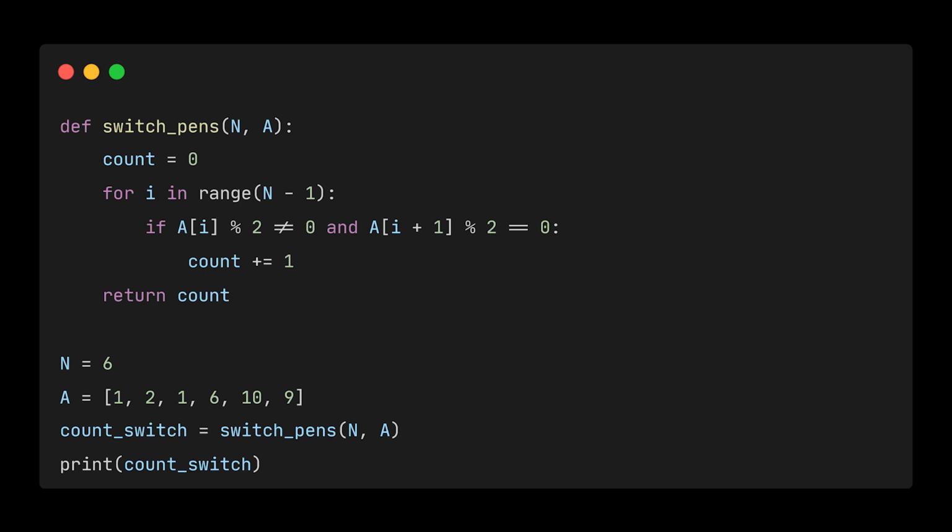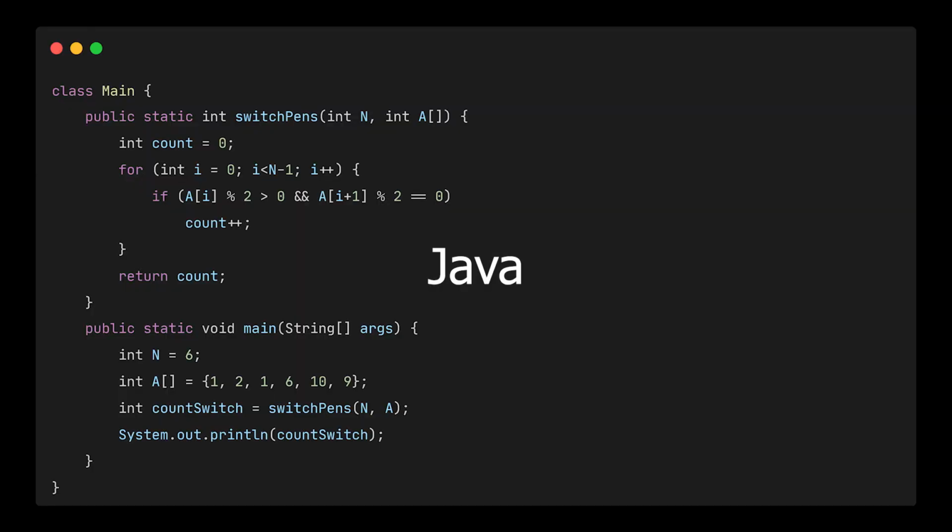If the current pen, a[i], is odd, a[i] mod 2 greater than 0. If the next pen, a[i+1], is even, a[i+1] mod 2 equals 0. Whenever both conditions are met, we increment the count. Now we will look at the Java code.